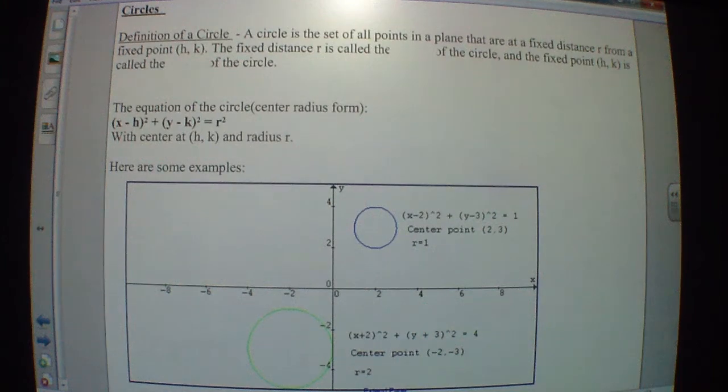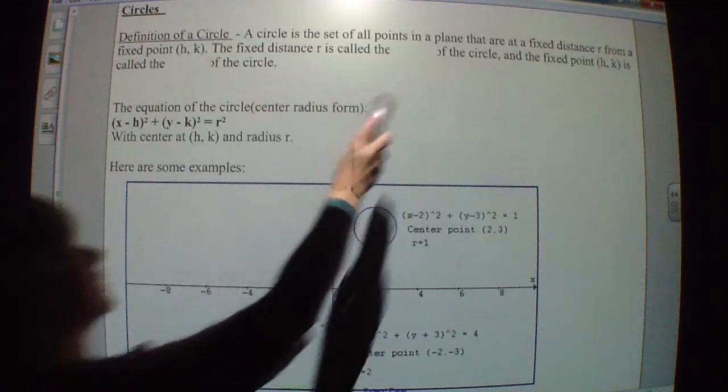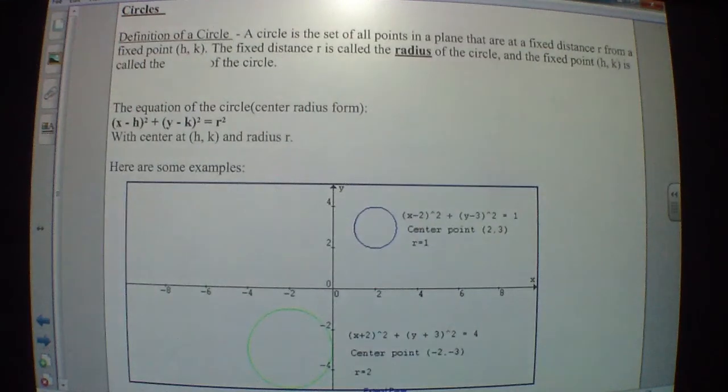Section 2.2, Part 2, Circles. Definition of a circle: a circle is the set of all points in a plane that are a fixed distance r from a fixed point (h, k). The fixed distance r is called the radius of the circle. The fixed point (h, k) is called the center of the circle.